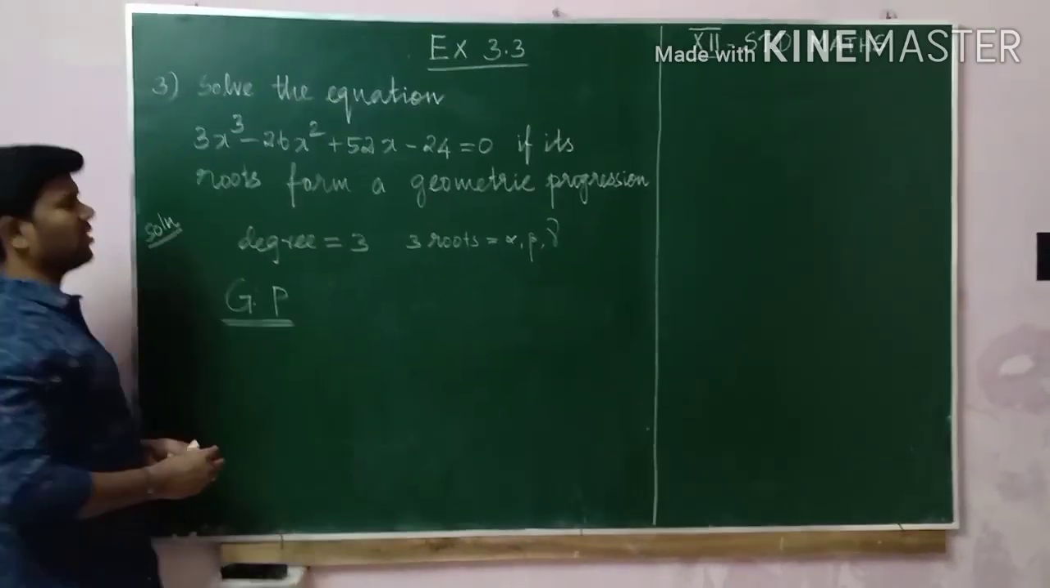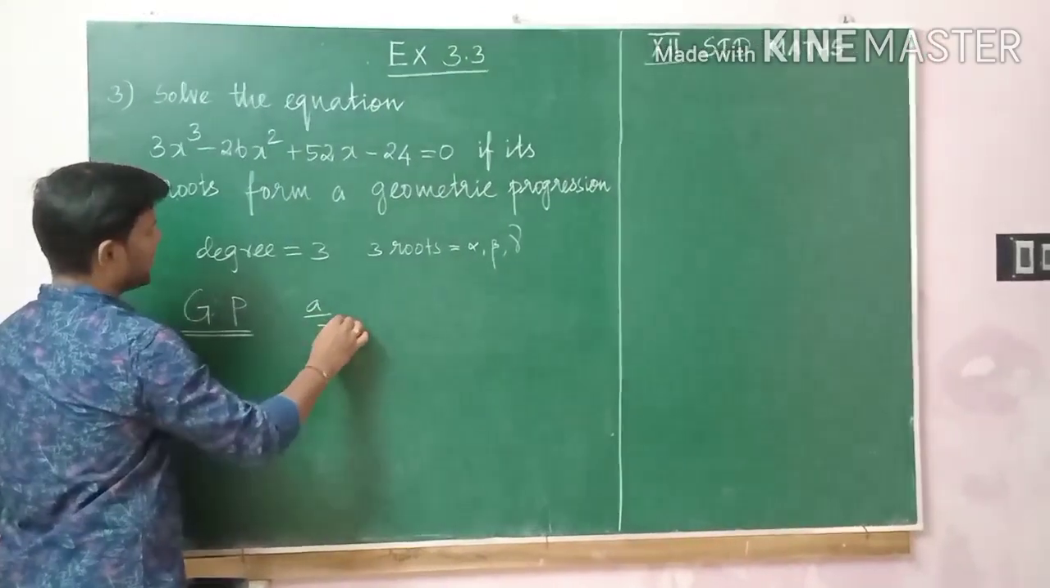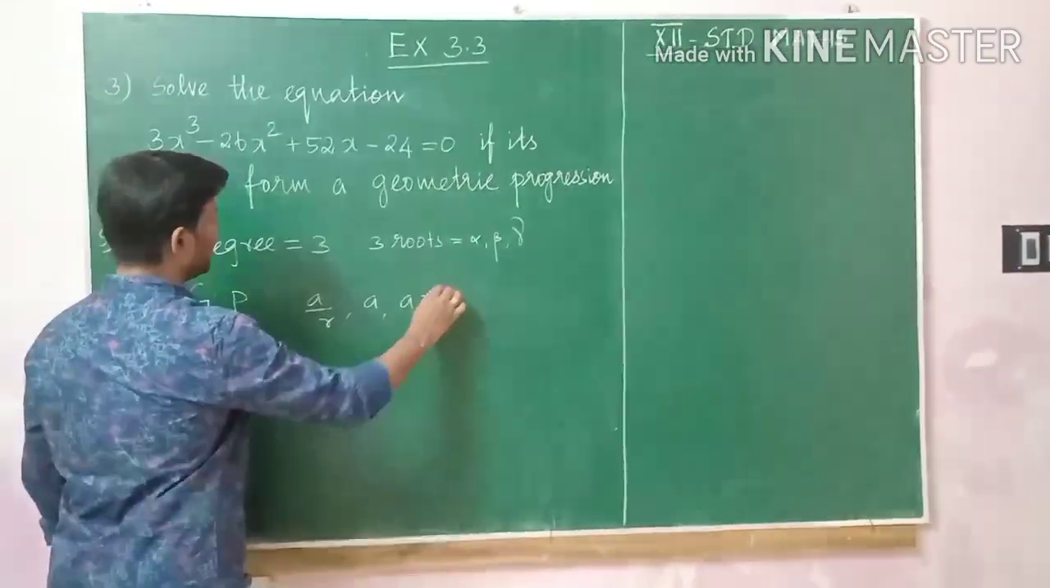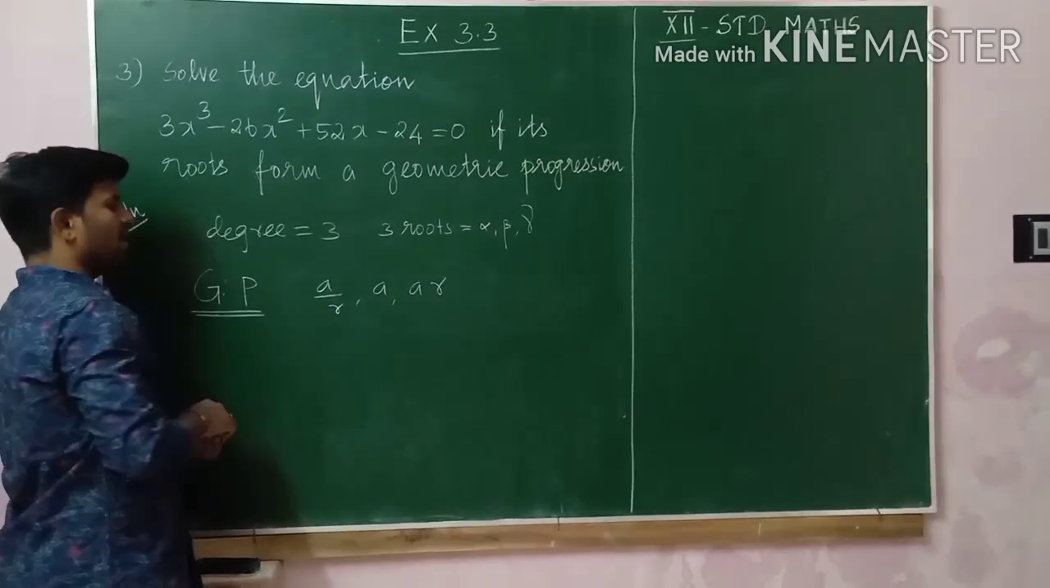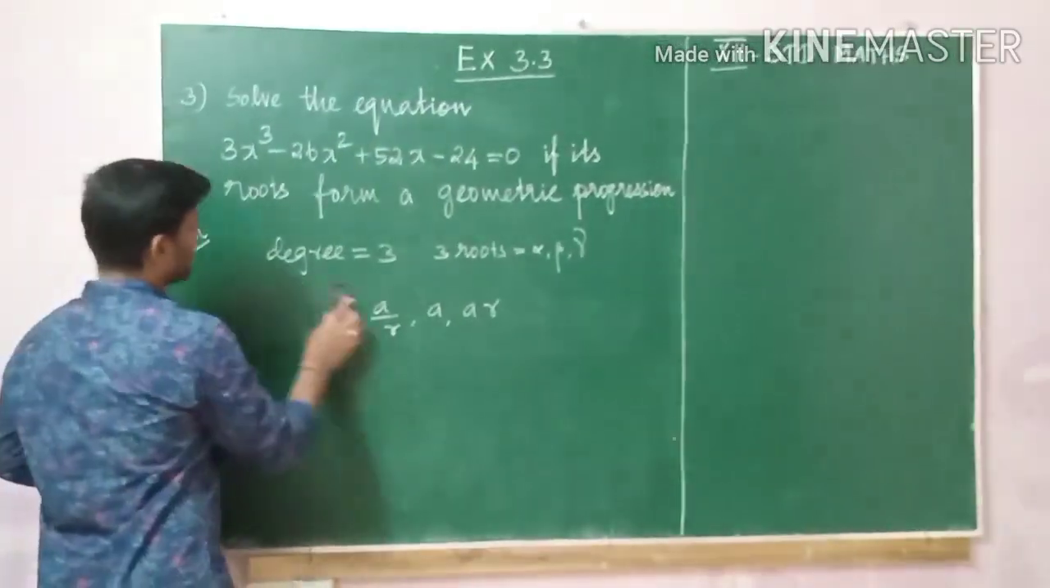In geometric progression, usually we take 3 terms. So what are the terms? A by R, A and AR. So we will take this.